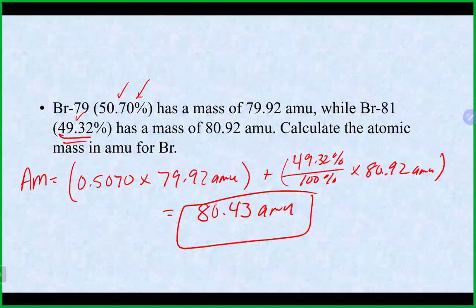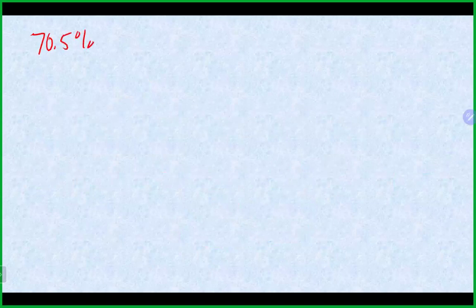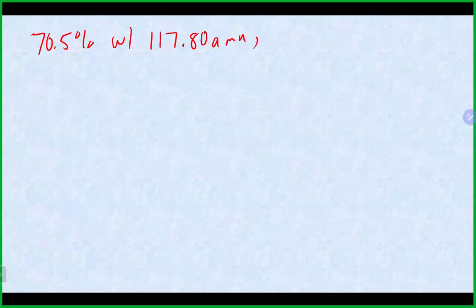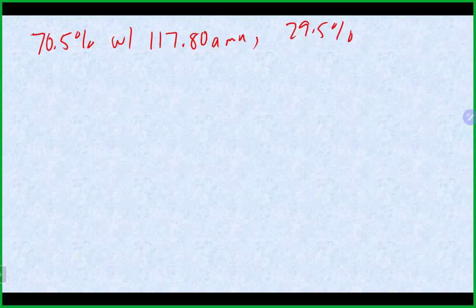All right, so let's take a look at I think the one you have on your handout there. Let's see here what it says. I apparently lost it somewhere. So we have an isotope that is 70.5% abundant with an atomic mass of 117.80 AMU. While the abundance of the other one is 29.5% with an atomic mass of 120.8.